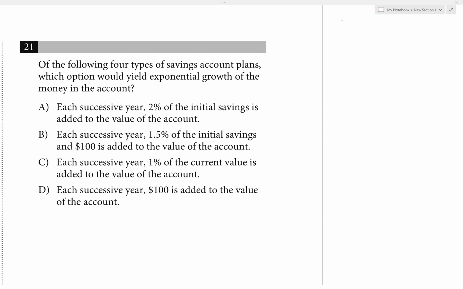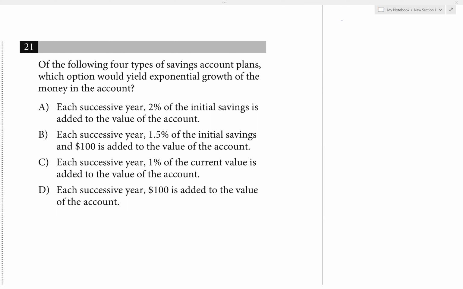Okay, question 21. Of the following four types of saving account plans, which option will yield exponential growth of the money in the account? A says each successive year, 2% of the initial saving is added to the value of the account. B, each successive year, 1.5% of the initial savings and $100 is added to the value of the account. C, each successive year, 1% of the current value is added to the value of the account. Or D, each successive year, $100 is added to the value of the account.